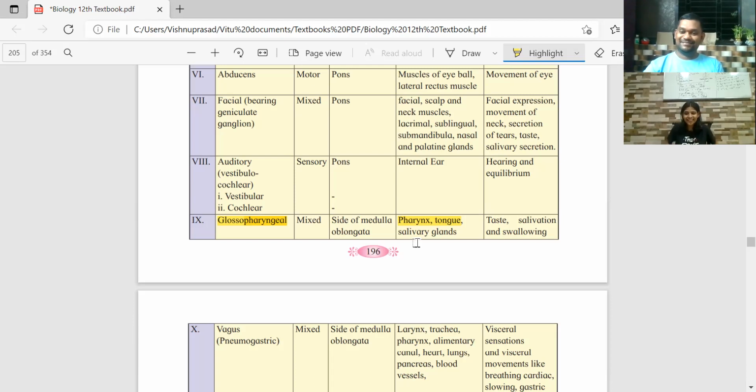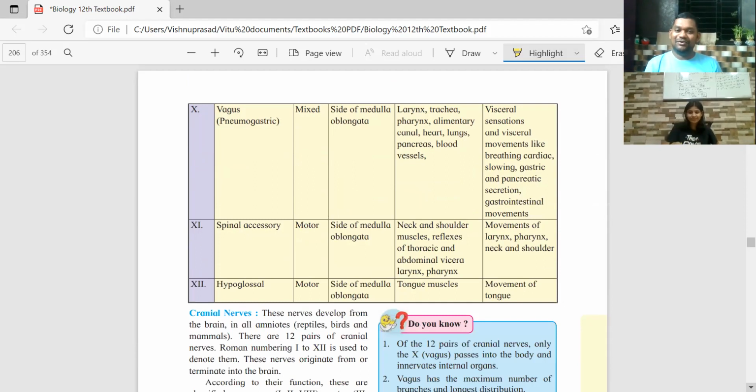I tell you, keep your eyes closed. I will give you something to eat and you have to tell the taste. And at that time I put a chilli in your mouth. What will happen? You have to recollect glossopharyngeal.